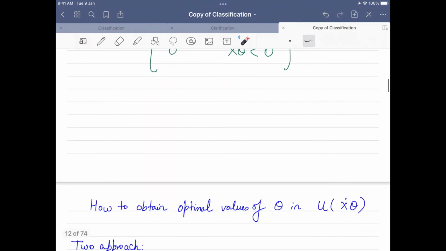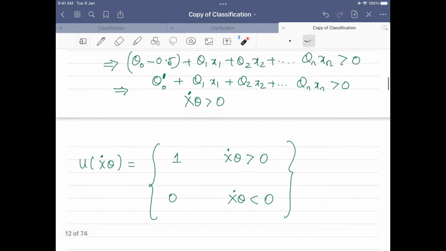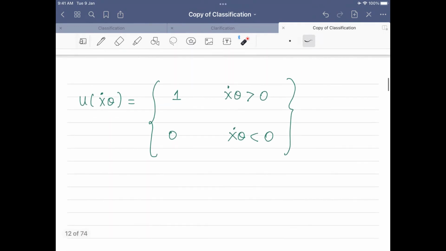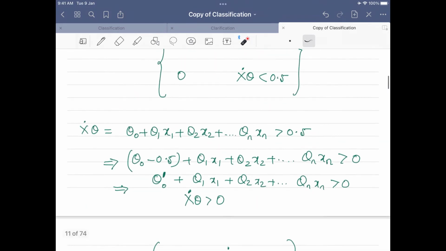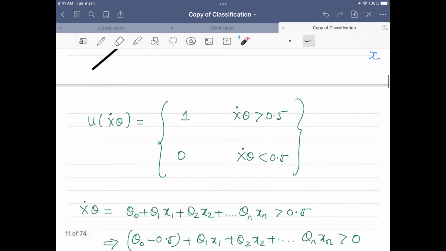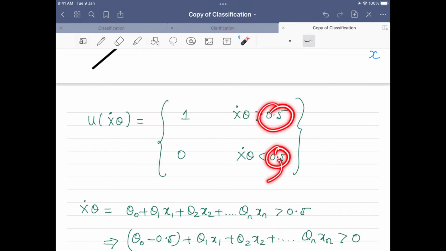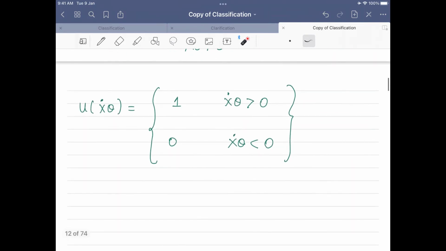So here once we have this thing, then what I am writing is 1 comma 0 with x dot theta greater than 0 and x dot theta less than 0. So we are trying to get it from the definition which we have over here. So you can see from here how we adjusted this 0.5 into this equation and we came up with this particular expression here.